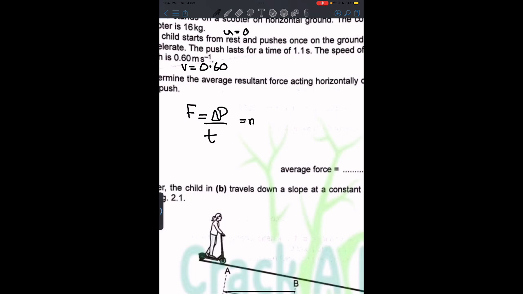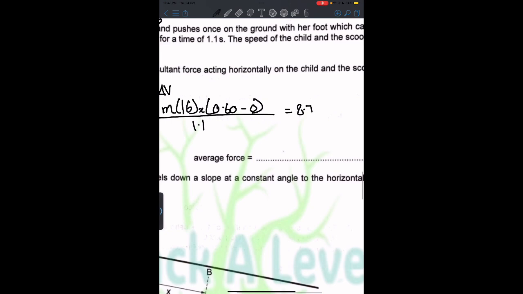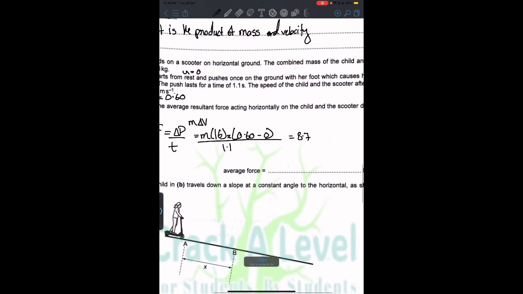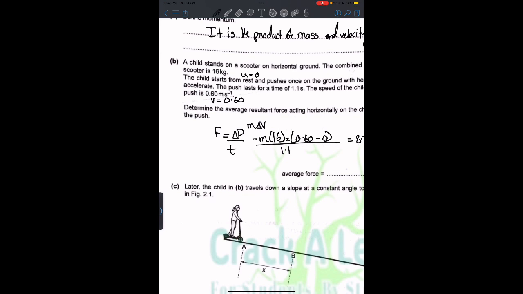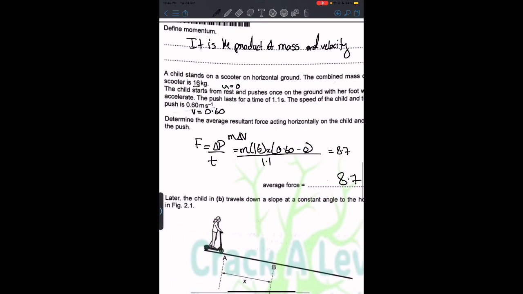So we know that m is 16 kilograms, and delta P is basically m into change in velocity. So change in velocity is just the final velocity, 0.60, minus the initial velocity, which is nothing, divided by 1.1. I'll plug that into the calculator. I'm getting 8.7, and since the majority of the data that we have been provided is in two significant figures, we'll also write this in two significant figures.